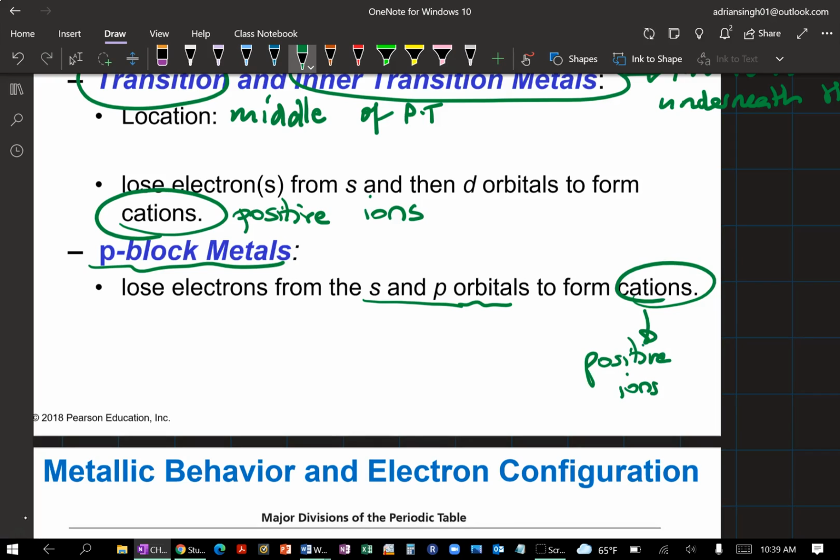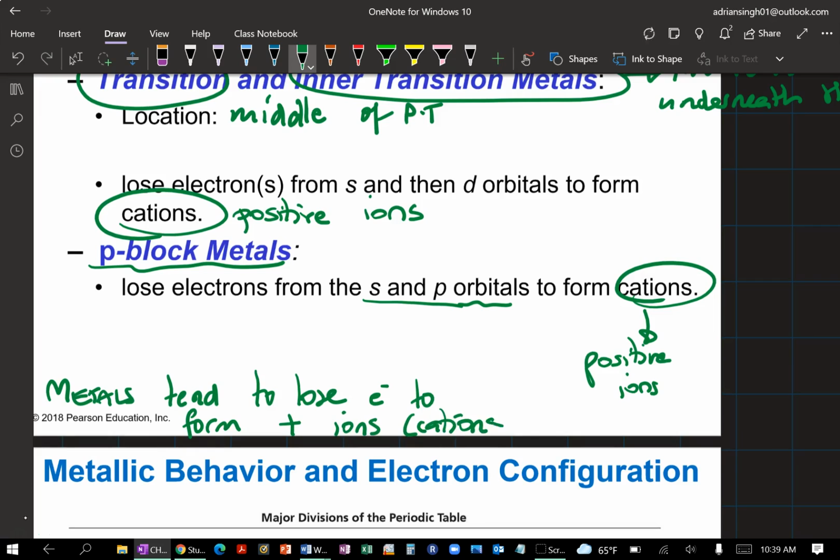Okay, so overall, what we can say is your metals tend to lose electrons to become more stable, and as a result, they form positive ions, which we call cations. Right, and the reason for this is so that they become more stable. They want to have the same electron configuration as the nearest noble gas to them.